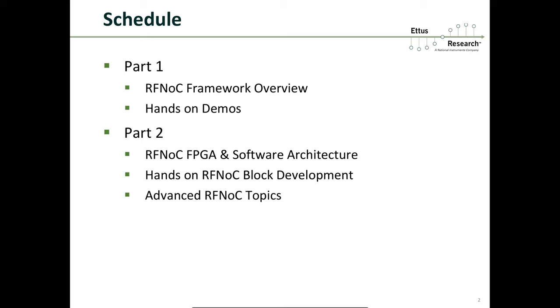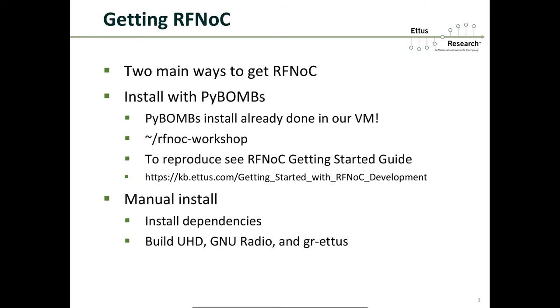Much of this workshop will involve using the RFNoC 3 workshop virtual machine. If you want to follow along, make sure you have the VM running. Now let's get started. In part one, we gave an overview of the RFNoC framework and how it is split between the FPGA and software components. But how do we get these individual components? There are two main ways to install them. One, through PyBOMBS, or two, manually installing all dependencies and building from source.